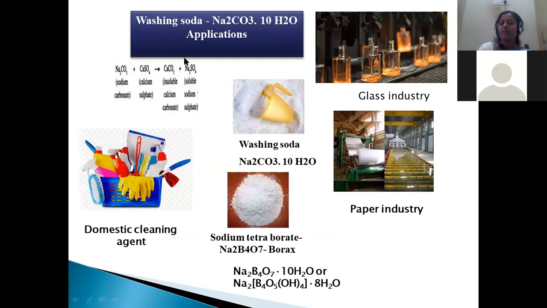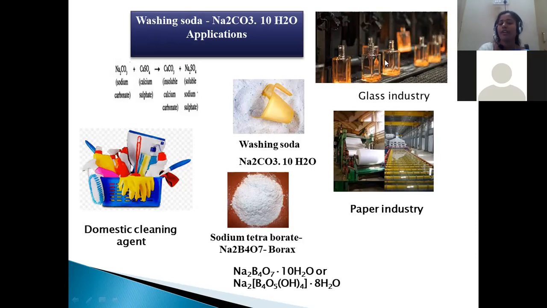So now let us see what are the important applications of this washing soda. Na2CO3·10H2O applications we are going to discuss. Washing soda is an essential ingredient for cleaning purposes. Mostly domestic cleaning can be carried out by this washing soda. So domestic cleaning detergents and house cleaning products are composed of this washing soda. Within the name only it is clearly mentioned. Washing soda is mainly used for washing purposes, especially in the domestic process, right?